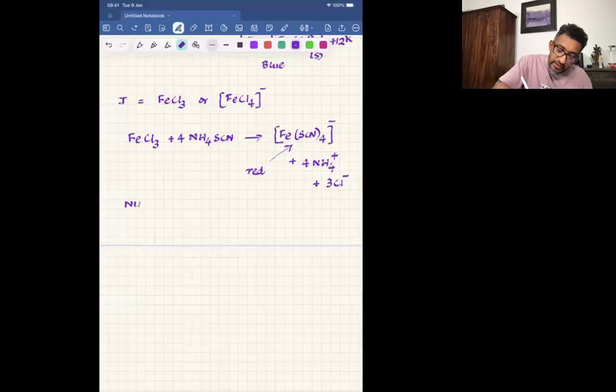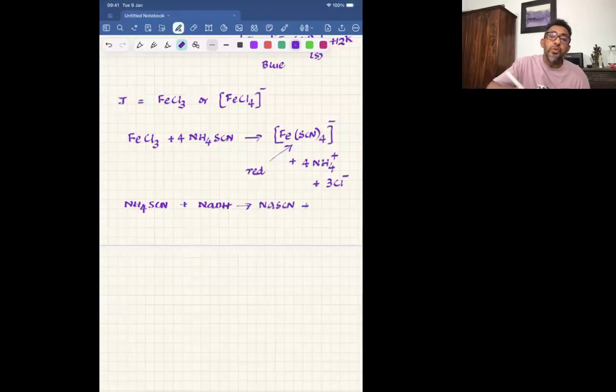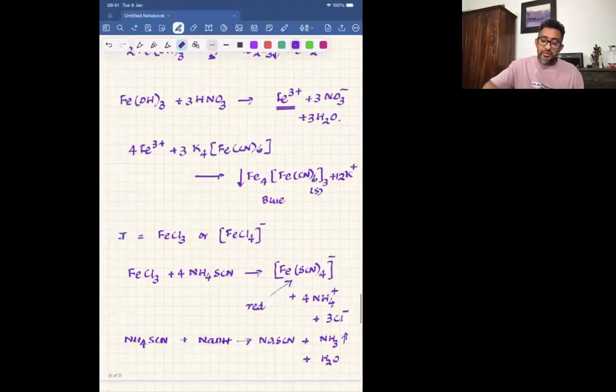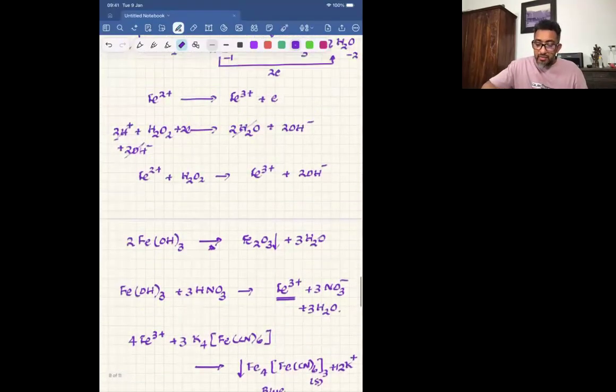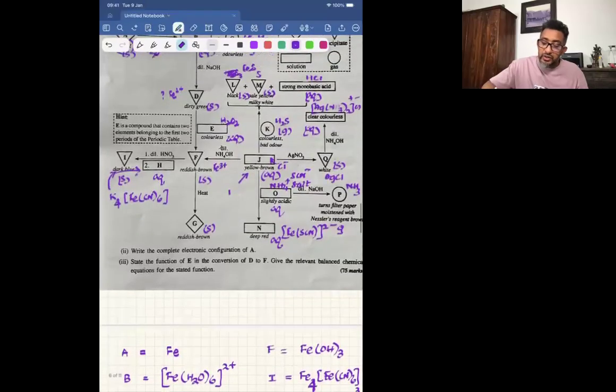Ammonium thiocyanate, NH4SCN, plus you add sodium hydroxide, you get sodium thiocyanate, NaSCN. Plus, when you heat it, ammonium hydroxide gives you ammonia and water. So ammonia gas is evolved, plus water is also formed, right? They don't ask those reactions. I'm writing just to remind you.